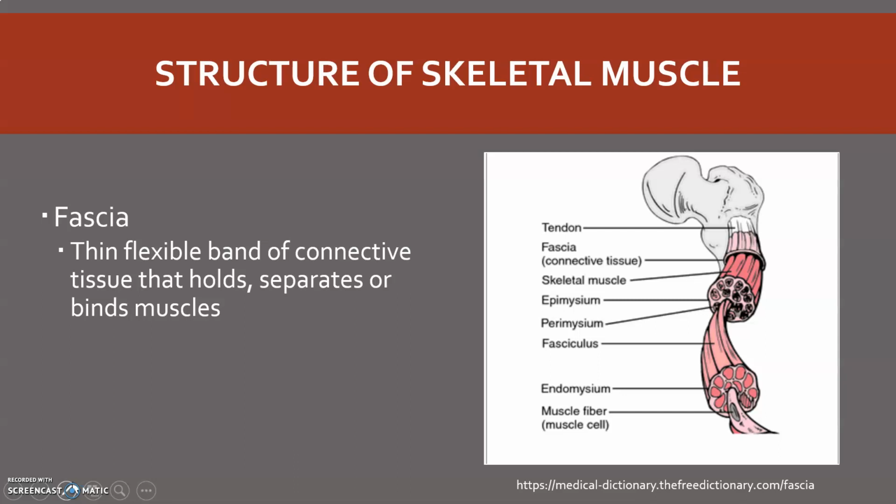Skeletal muscle also contains a connective tissue called fascia. Fascia is a thin, flexible band of connective tissue that holds, separates, or binds muscles.